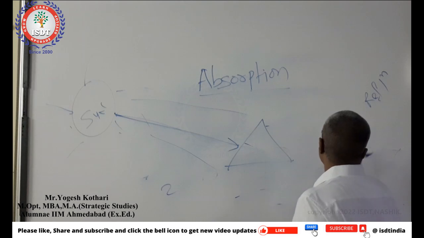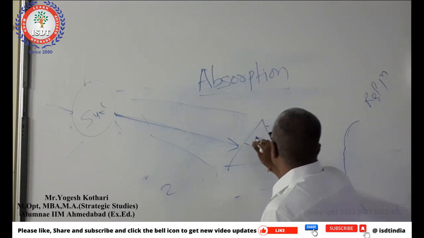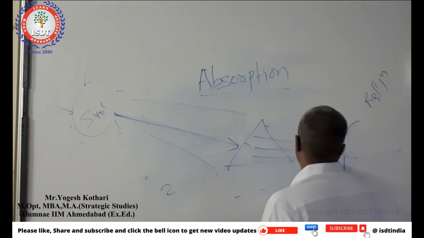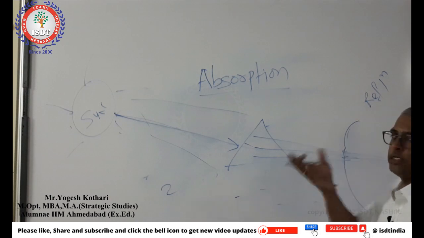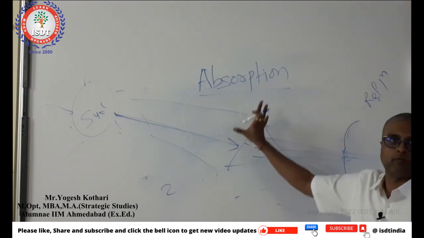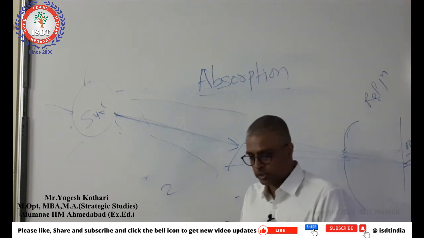So how do we see? The light which is reflected from this pyramid enters into the eye, hits the retina, goes to the brain, and we see. This is the application of the study of light, why we need to study the light.